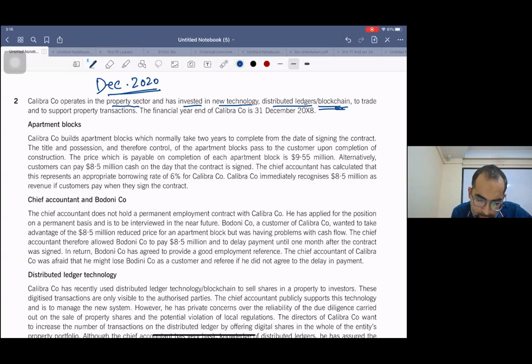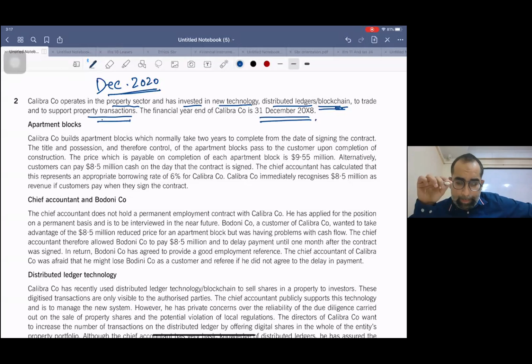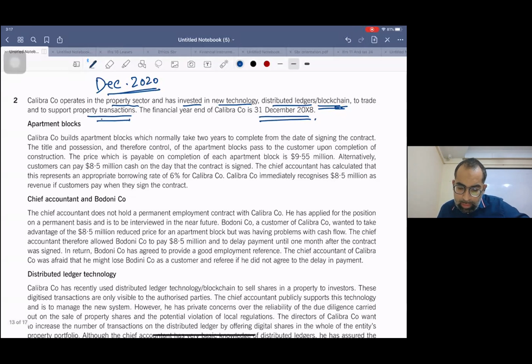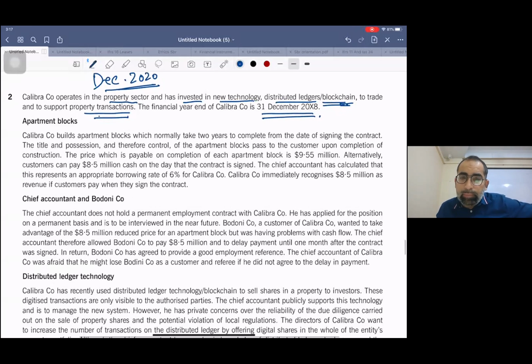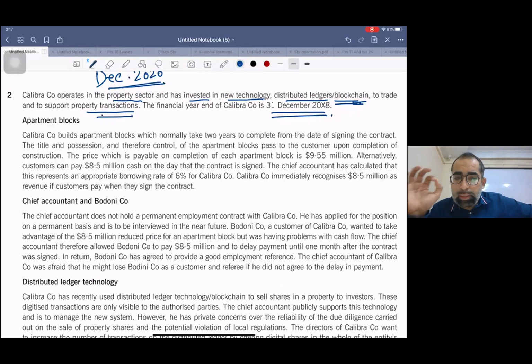Now, to trade and support property transactions, the financial year end of Calibra is 31st of December x8. Okay, now the first requirement luckily is IFRS 15, and I must say that this transaction you have studied in previous past papers. It came a few years back, around 2016 or 17. This transaction came.